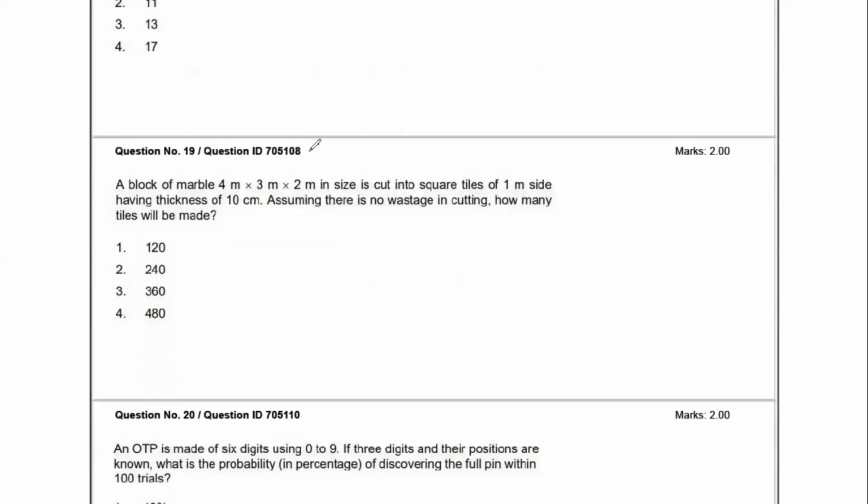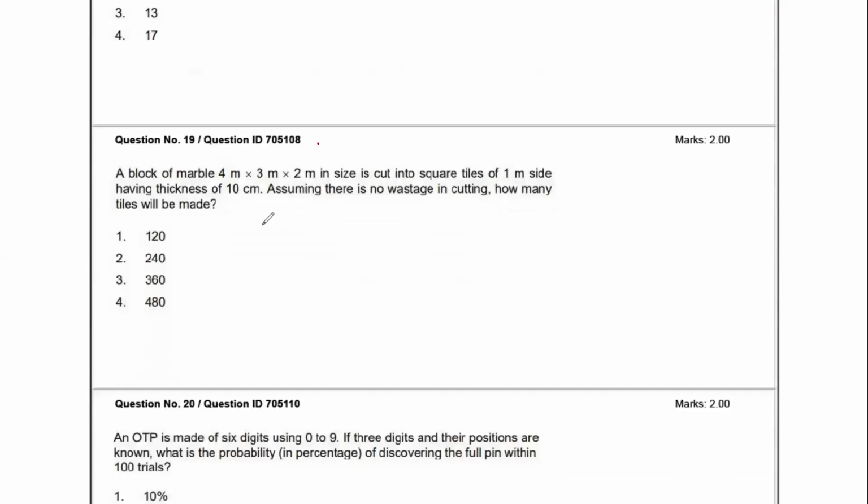Okay. 19. A block of marbles 4 meter, 3 meter, 2 meter in size is cut into square tiles of 1 meter side, having thickness of 10 centimeters. Assuming there's no wastage in cutting, how many tiles will be made?